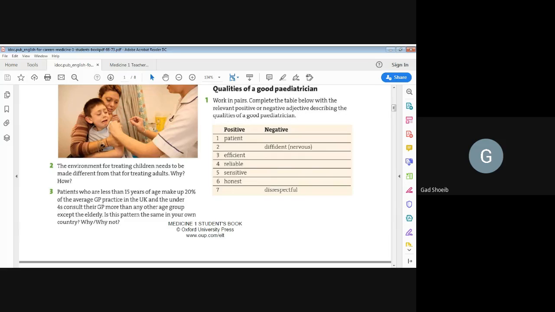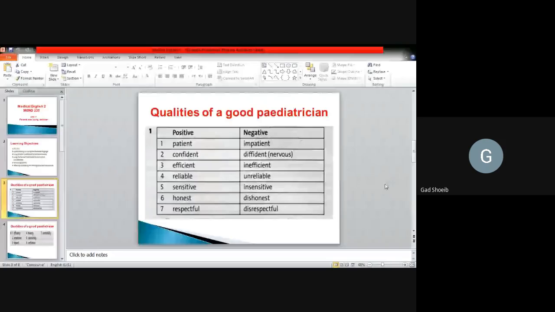Be with me. Doctor, can you see or not? Can you see? What can you see? The model answers. Is it good or bad? What do you think? Is it good?